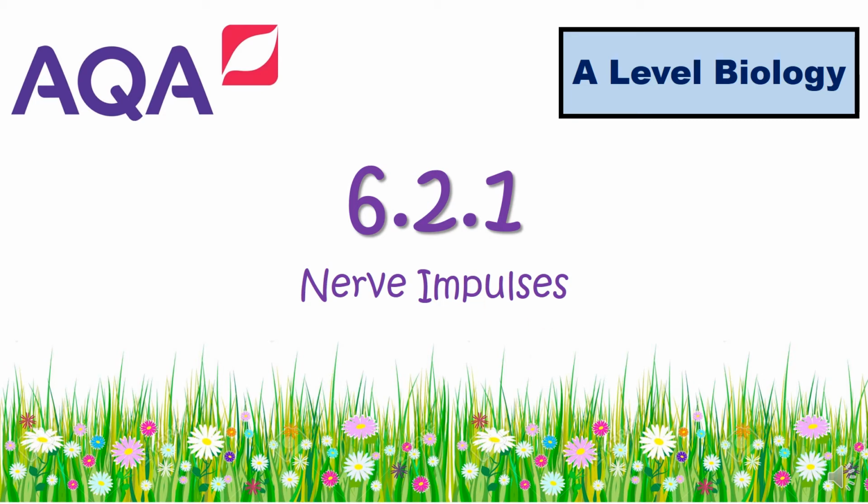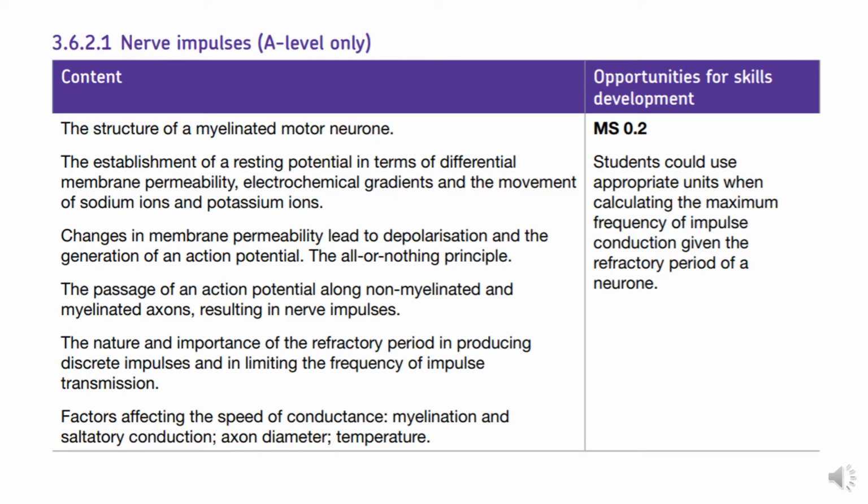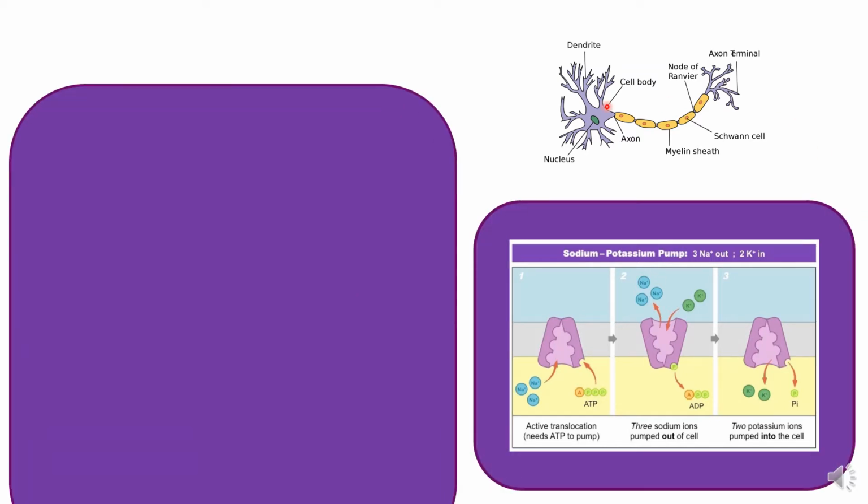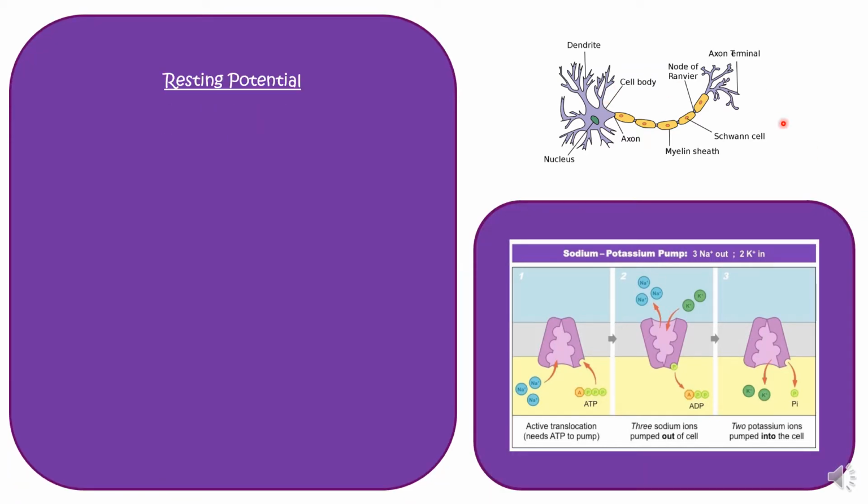Hey, welcome to 6.2.1 specification, nerve impulses. This is the first part on the nerve impulse. I've popped this cell here, a neuron, there just as a reminder of the different parts of the cell. So if you can remember that, then ignore it. If you want to stop and have a little look at that before we carry on, then by all means do.